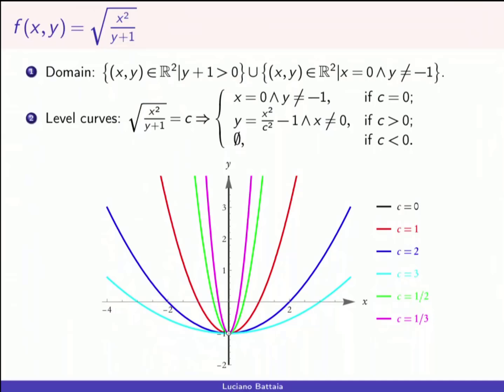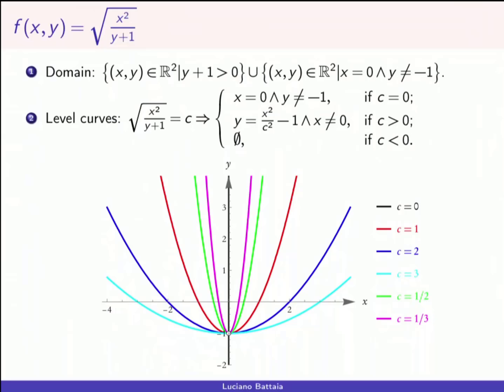No solution if c is negative, because the square root is always positive or 0. If c is 0, we have exactly x equals 0 with the condition y different from minus 1. If c is positive, we square both members and we obtain this expression always with the condition x different from 0. So the level curves are simply obtained with these conditions.